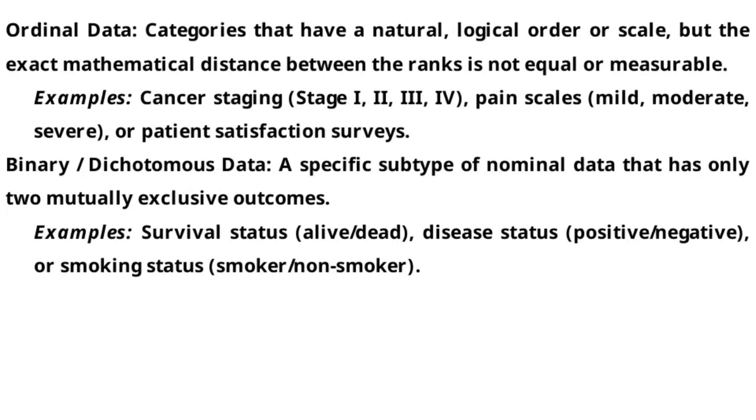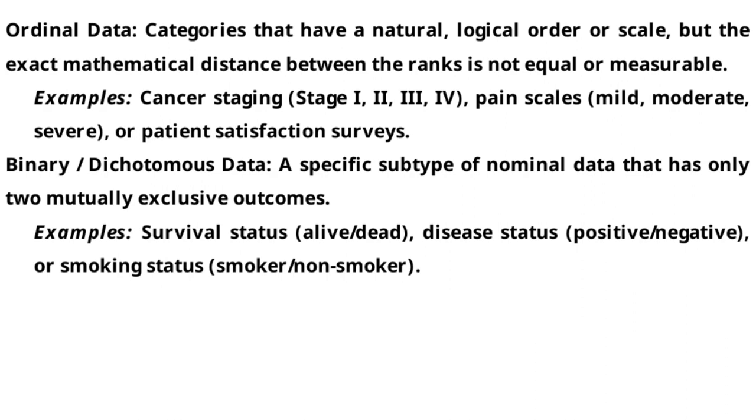Let's talk about two important types of data we often work with in healthcare and research. First, there's ordinal data. These are categories with a clear, natural order, like cancer stages or pain levels. But the tricky part is, the exact difference between each step isn't measurable or equal.